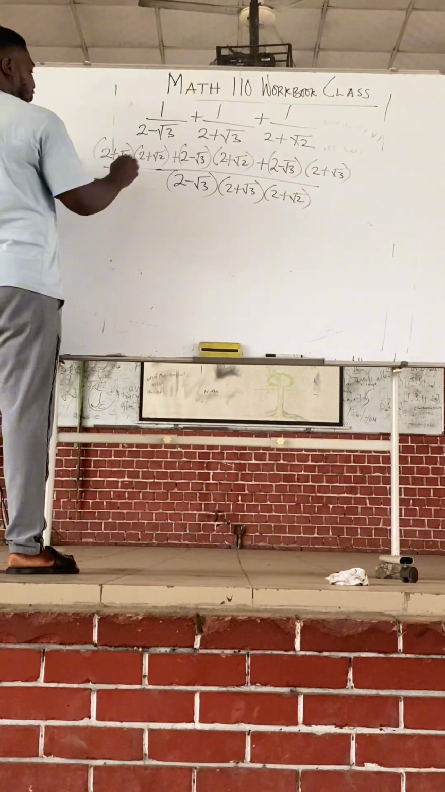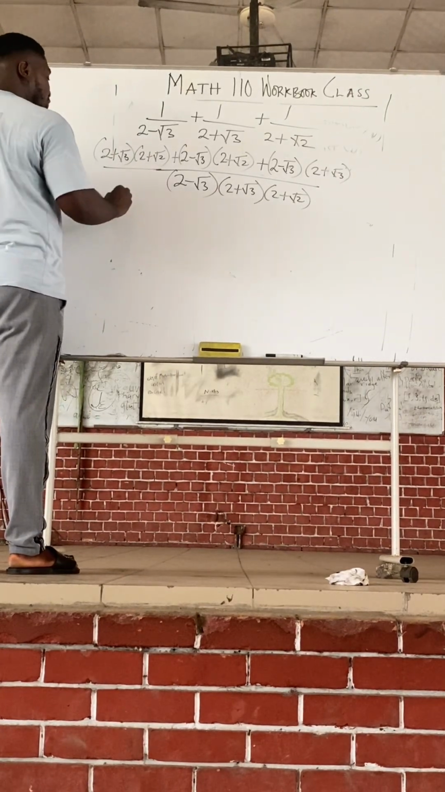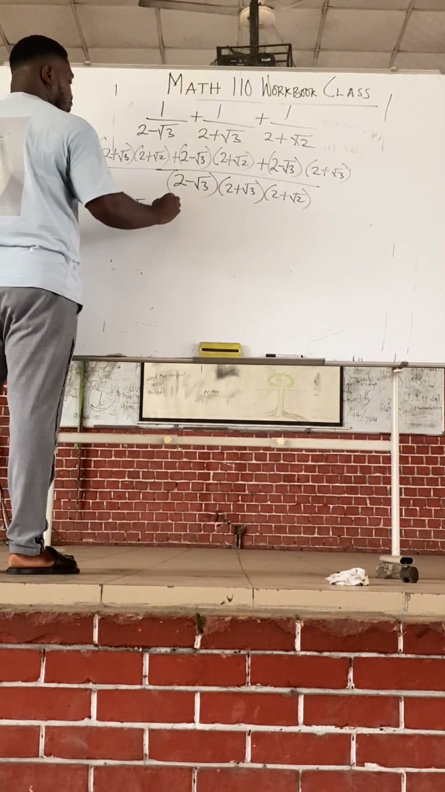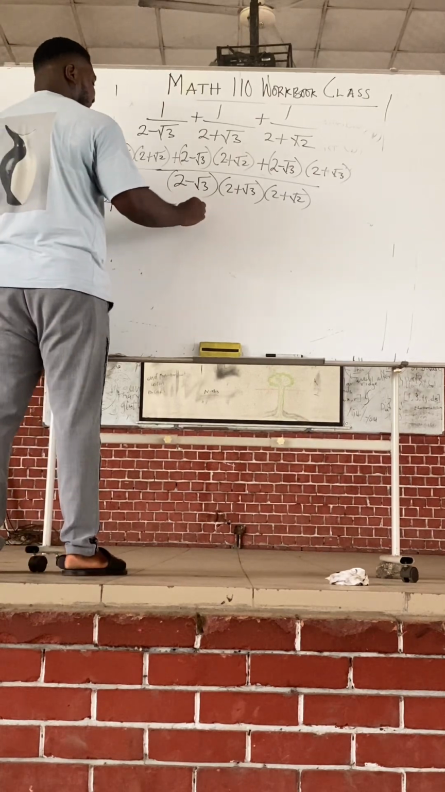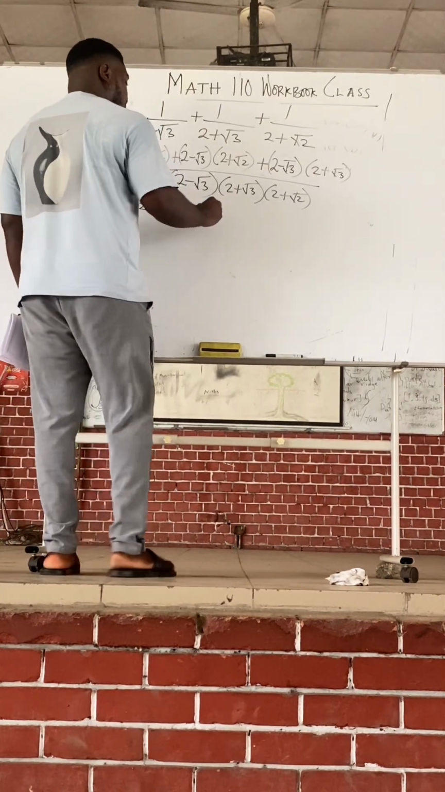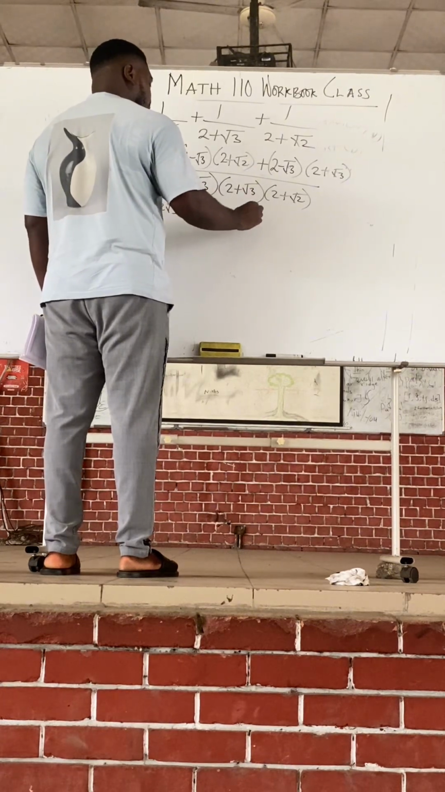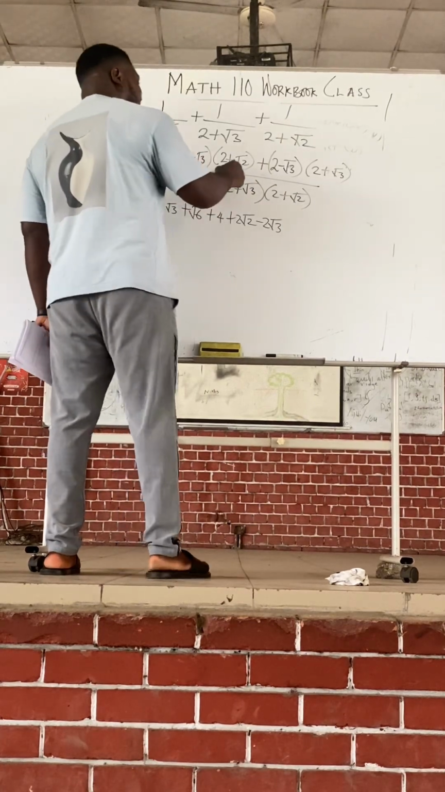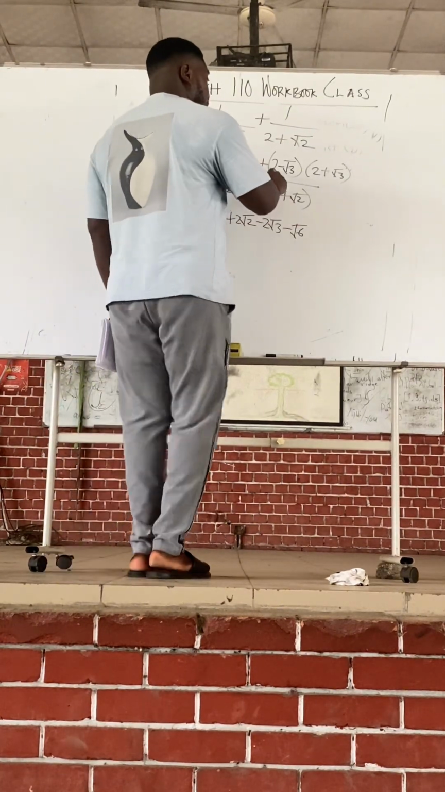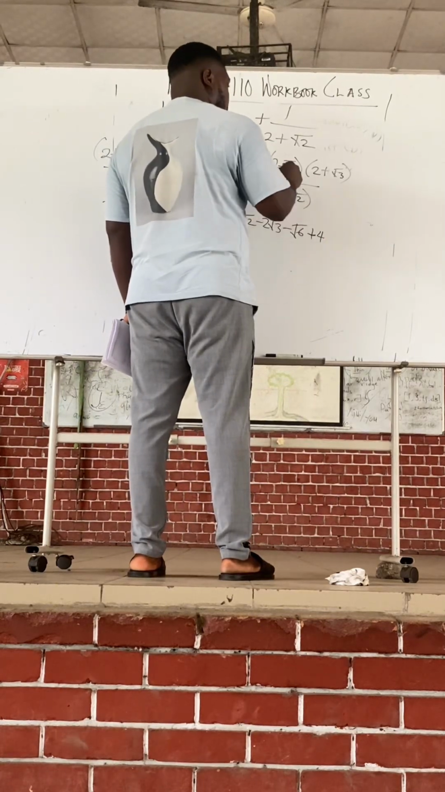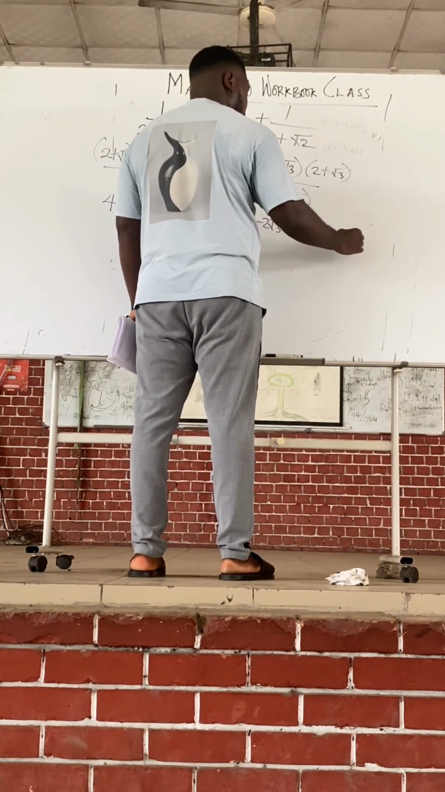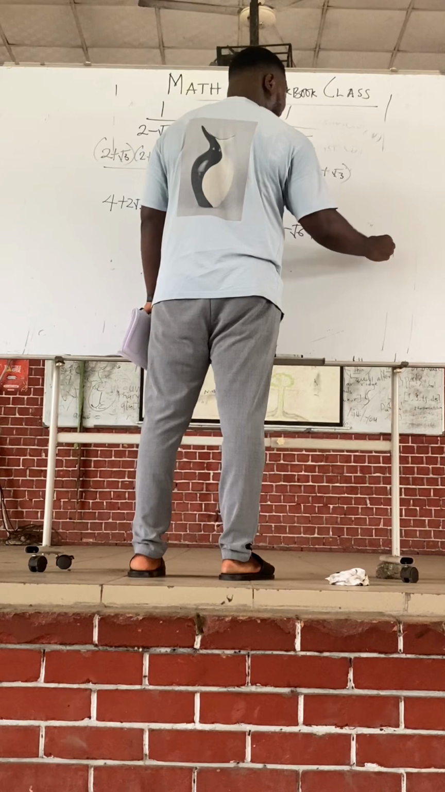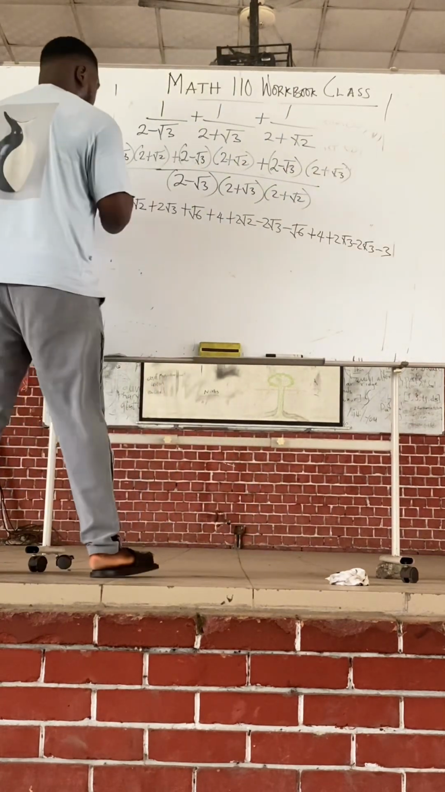Now let's expand. 2 times 2. 2 times root 2, 2 root 2. Root 3 times 2, 2 root 3. Root 3 times root 2, root 6. 2 times 2, 4. 2 times root 2, 2 root 2. Minus root 3 times 2, minus 2 root 3. Minus root 3 times root 2, minus root 6. 2 times 2. 2 times root 3, 2 root 3. Minus root 3 times 2, minus 2 root 3. Minus root 3 times root 3, minus 3. All over.